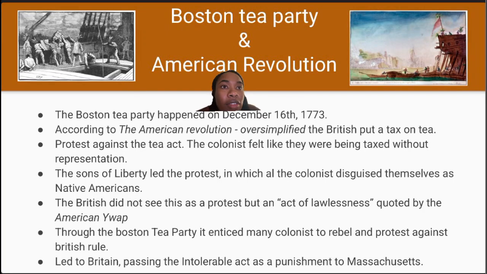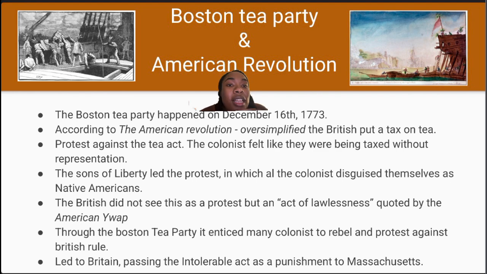So again, I have the Boston Tea Party and American Revolution. I just have about seven bullet points pointing out the summary of it, what I thought was important. So the Boston Tea Party happened on December 16, 1773. According to the American Revolution, Oversimplified, the colonists put on a tax protest against the Tea Act. The colonists felt like they were being taxed without representation.